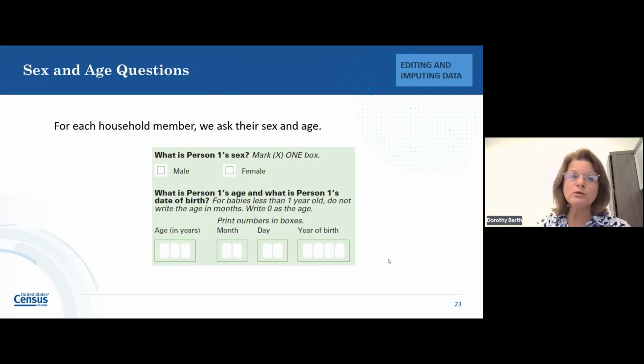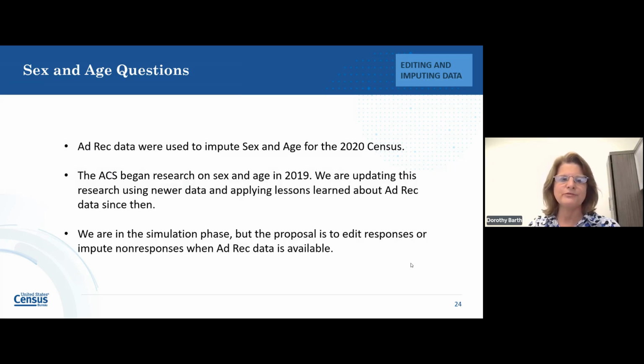We're also doing some more research on sex and age. This is asked of every household member. The ADREC data were used to impute sex and age for the 2020 census. We want to use a similar methodology. It's been done before, so we think we can pretty successfully do it.